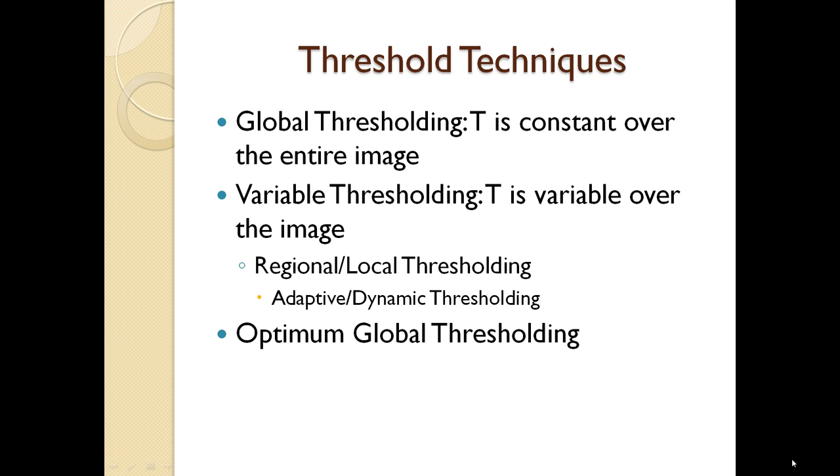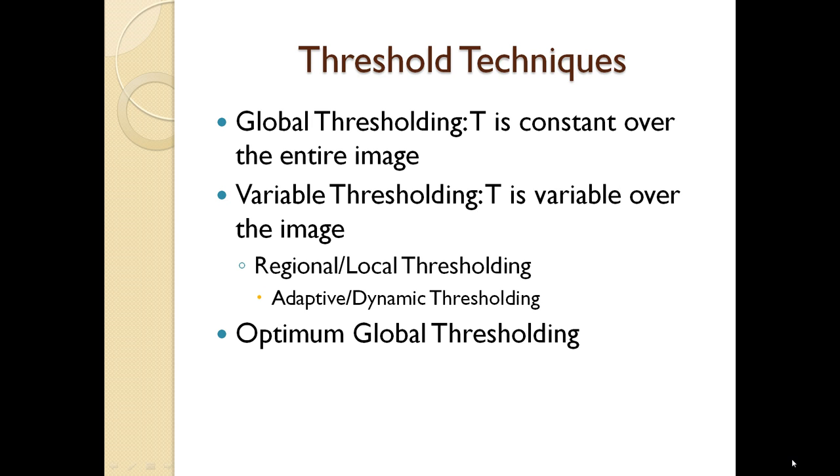And then adaptive or dynamic thresholding is when the threshold T depends on spatial coordinates. So that's that.